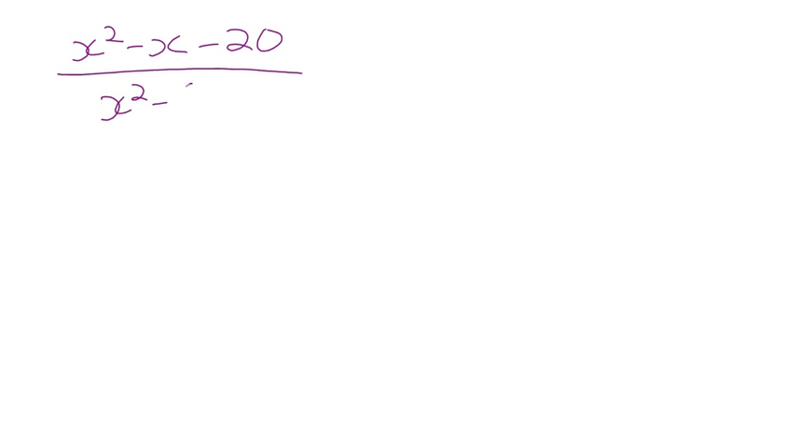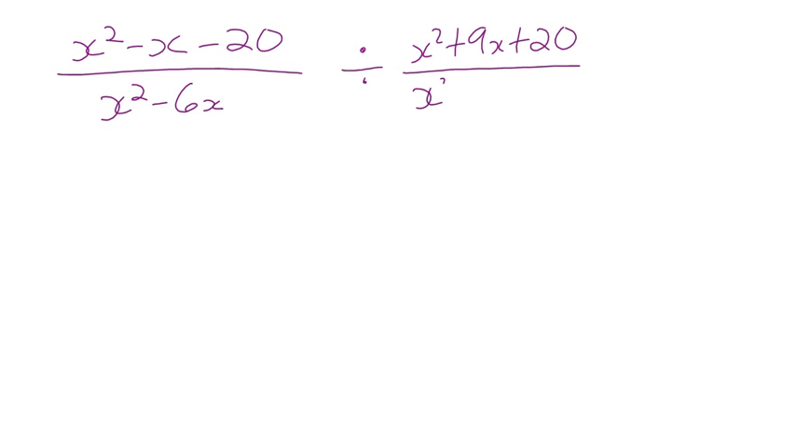Let's do a division. x squared minus x minus 20 over x squared minus 6x, divided by x squared plus 9x plus 20 over x squared minus 12x plus 36. Okay, so give me a moment to write that down. So this is a division, right? We're dividing by.